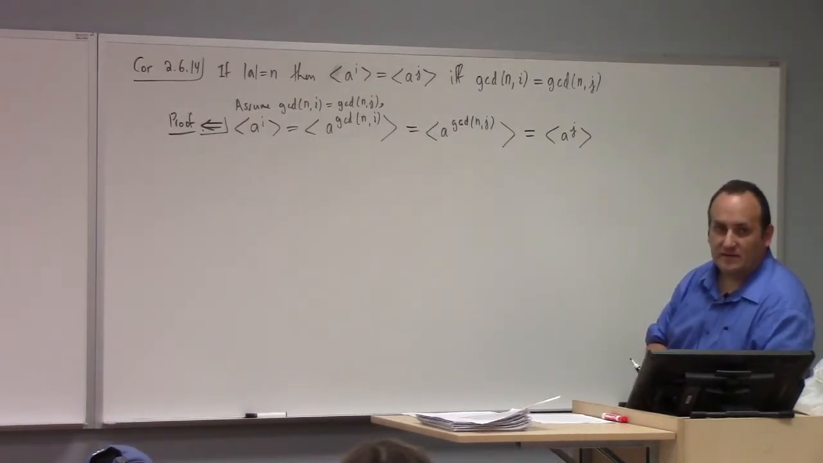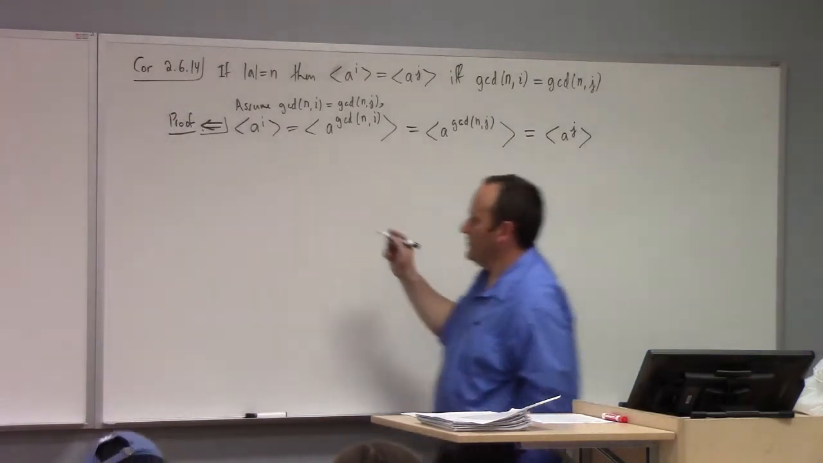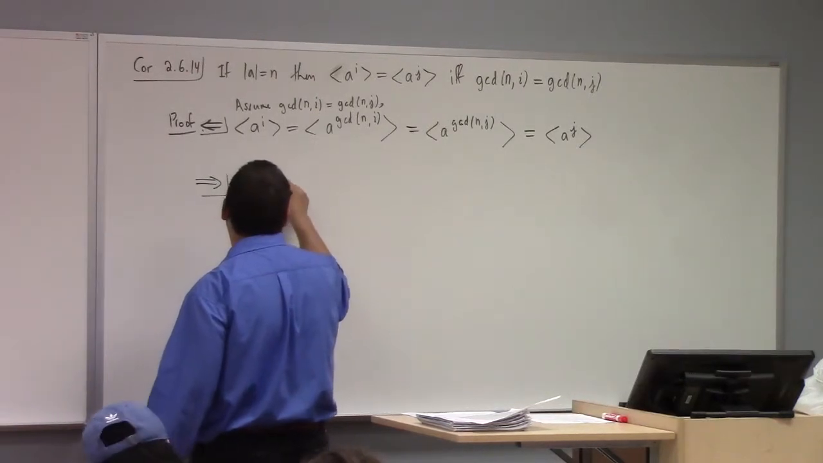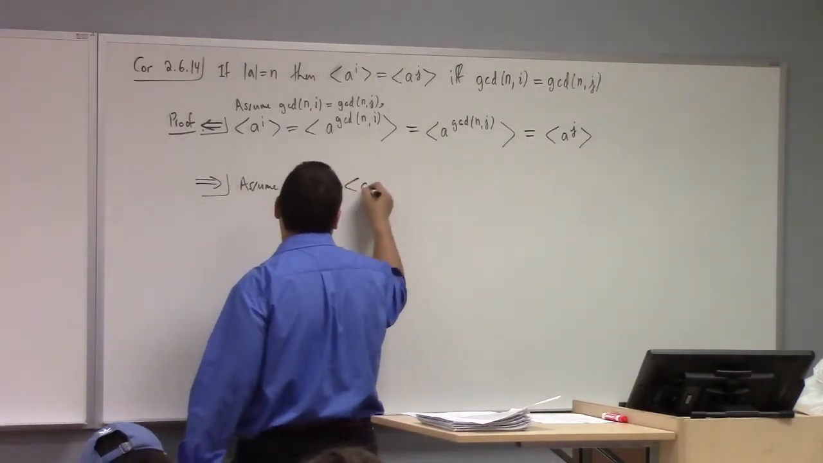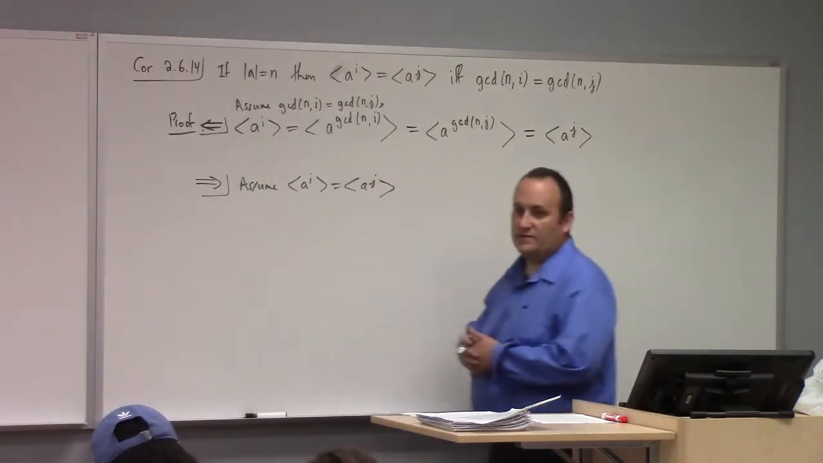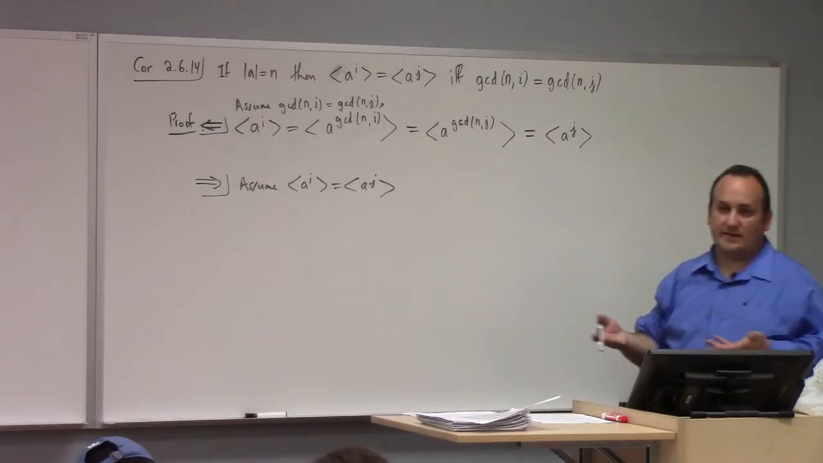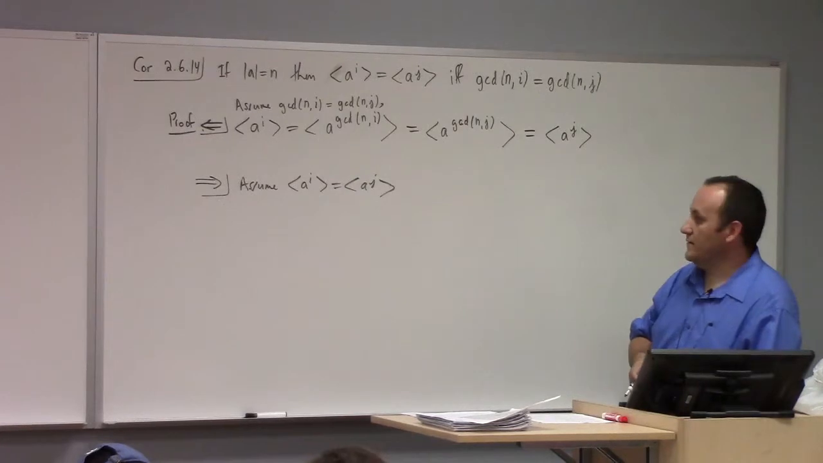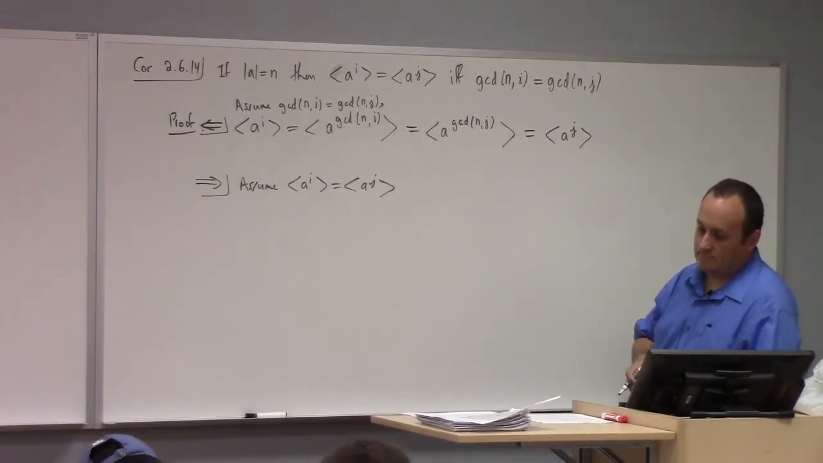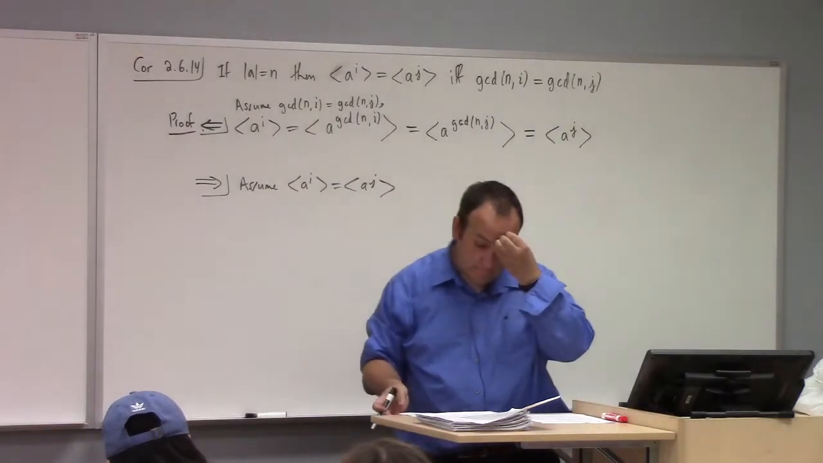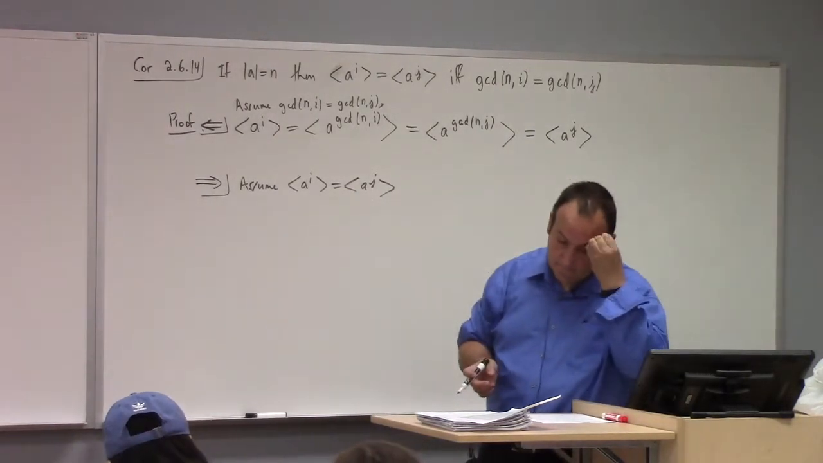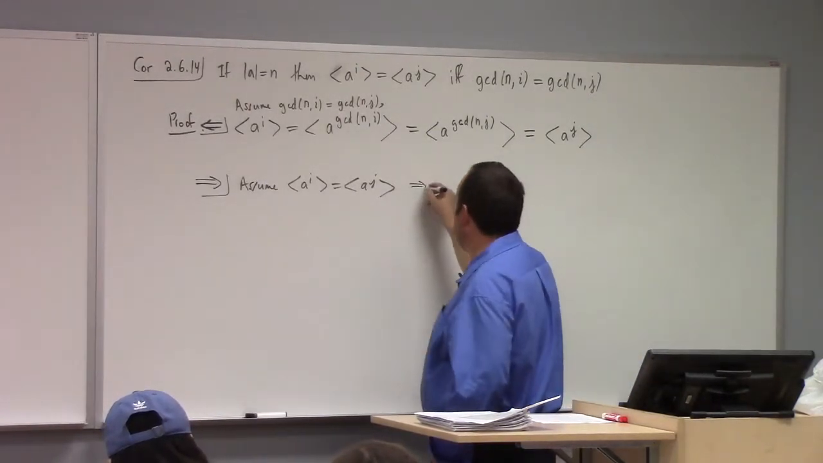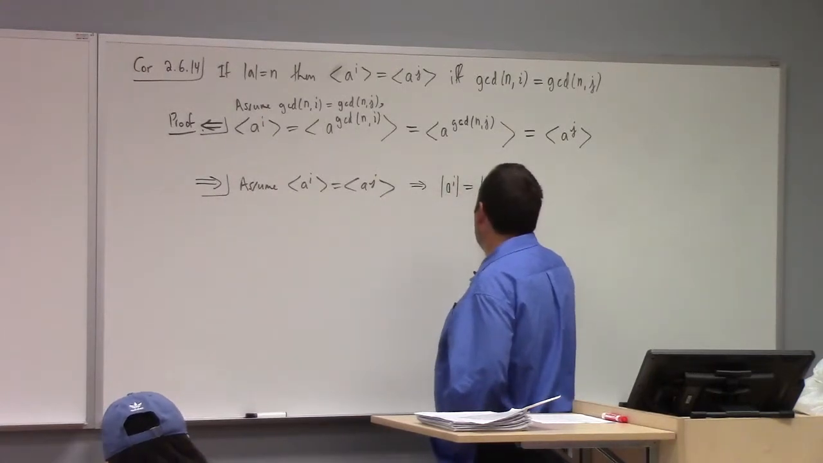How do we reverse this chain of logic? So the other direction of the proof, we should what? We should assume that the cyclic subgroup of a to the power i is equal to the cyclic subgroup of a to the power j. Our goal is then to show what? That the greatest common divisor of n with i and the greatest common divisor of n with j are equal. How do we get that? Well, this implies, among other things, that the order of a to the i is equal to the order of a to the power j, right?